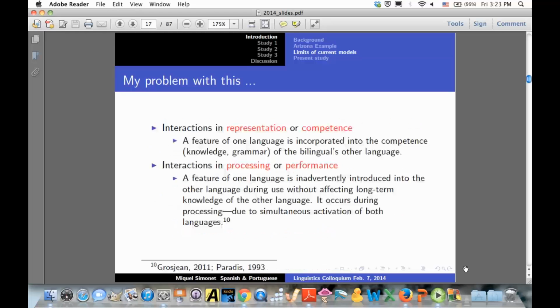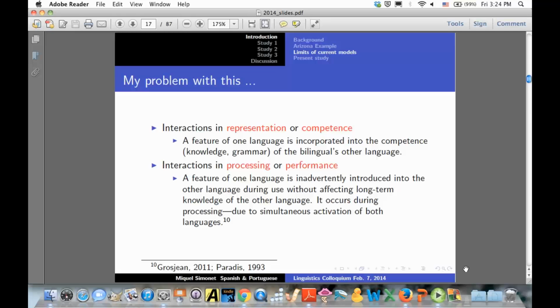Another thing that we might be missing from those explanations is what has been posited by other researchers, non-phoneticians or non-phonologists. This is a simple view, but it's something that has been overlooked, also in my opinion. So these researchers, Grosjean and Paradis, posit that there's a difference between interactions in representation or competence and interactions in processing or performance. So interference in representation is when a feature of one language is incorporated into the competence, the knowledge, the grammar of the bilingual's other language.